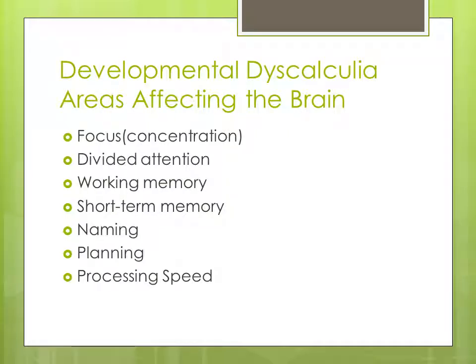Areas affecting the brain from developmental dyscalculia. Begins with focus, concentration. It's a skill related to the pattern of cognitive deterioration linked to dyslexia, and also related to inhibition, which affects the mind's sharpness, making it more difficult for the child to learn math.